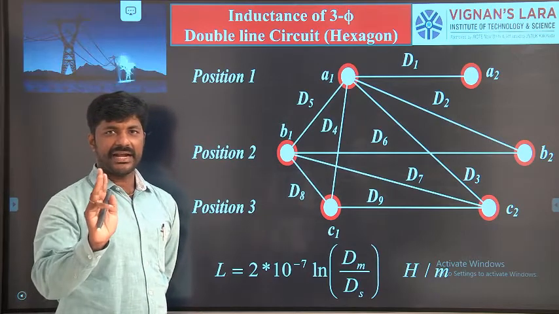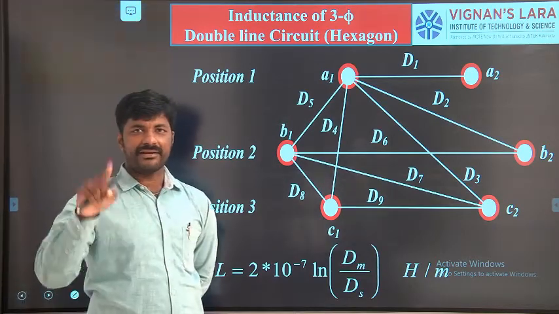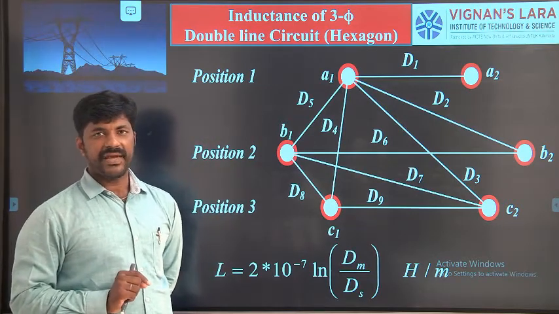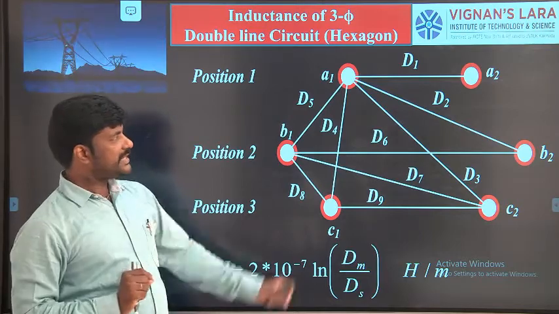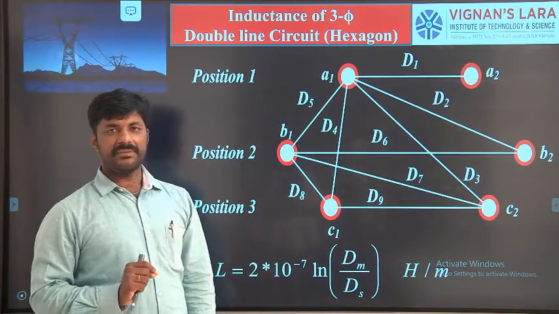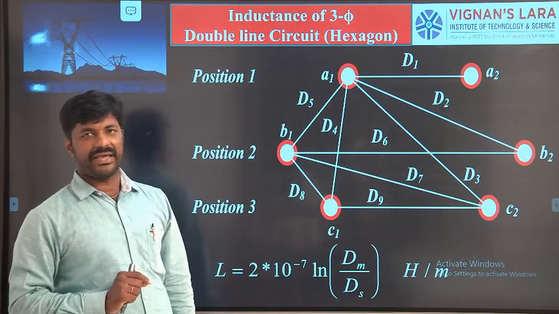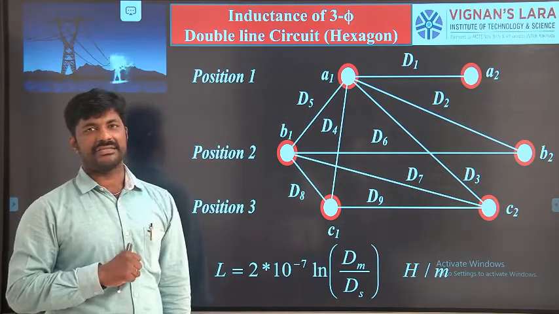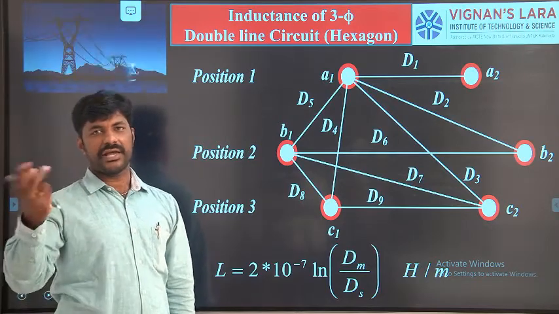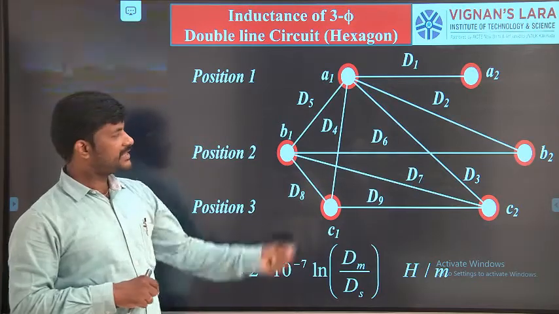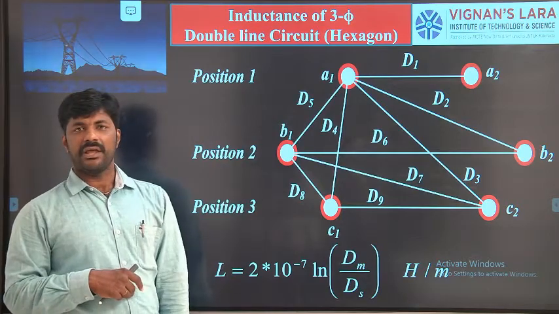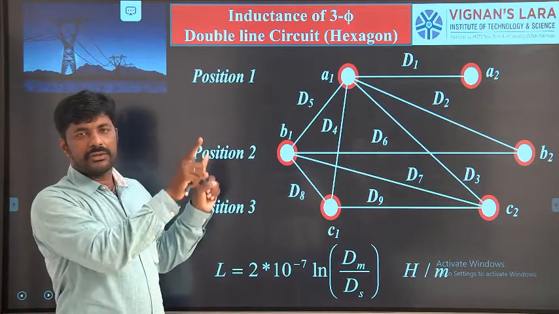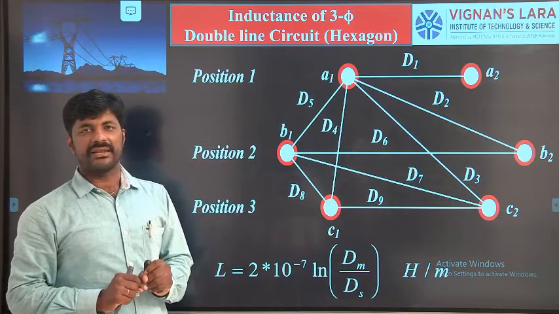In general, for three conductors, we place them in a triangular arrangement, at the corners of a triangle. But since this is a double line circuit, 6 conductors will be available. We know a geometrical figure with 6 corners is called a hexagon, and with 5 corners, a pentagon. Since there are 6 conductors in a double line circuit, I will assume I am locating all those 6 conductors at the corners of a hexagon.